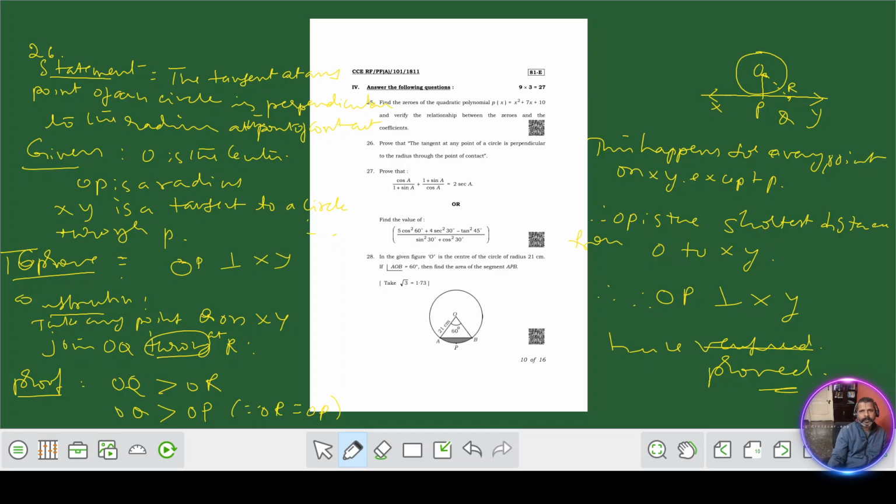There is another theorem in the same chapter: prove that the tangents from an external point to the circle are equal. That is the most often asked question. But in this paper, it was the first question, first theorem. Okay. We'll move to the next question.